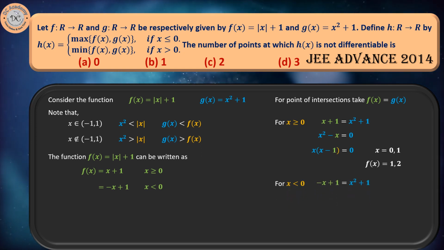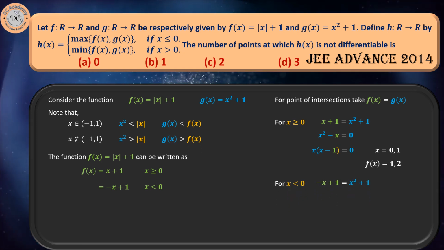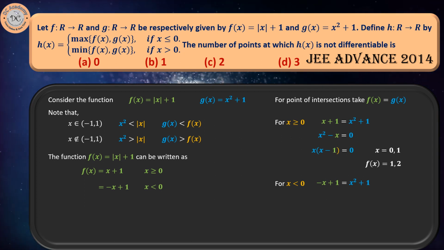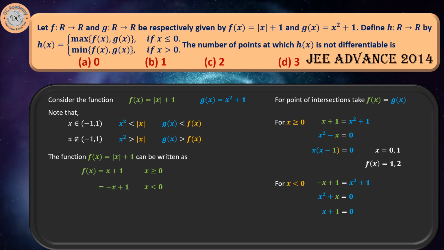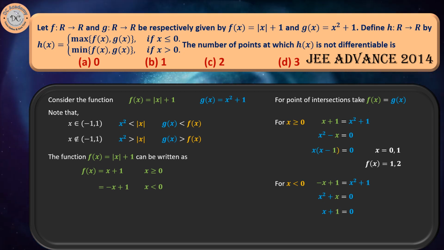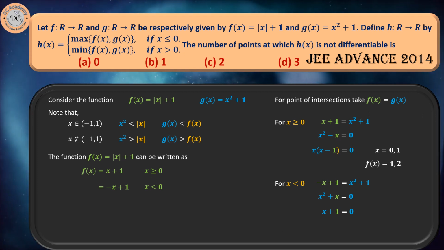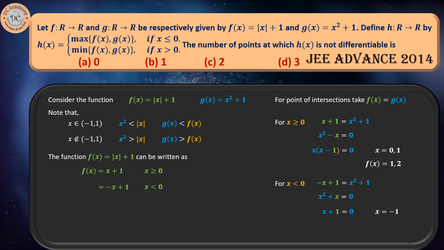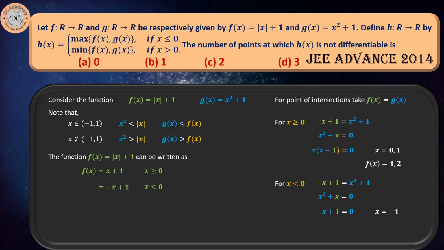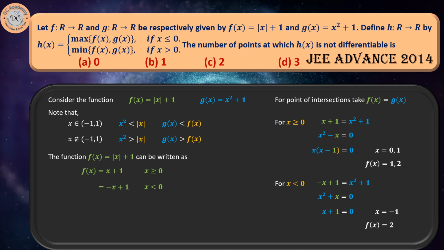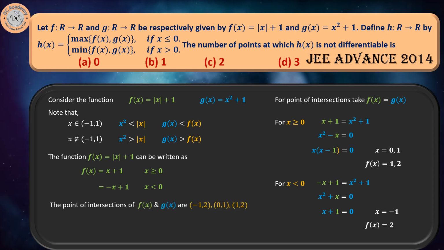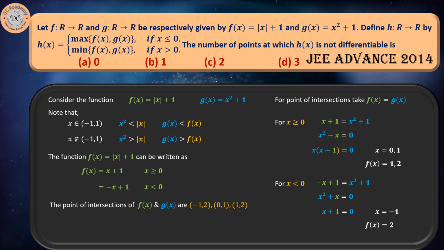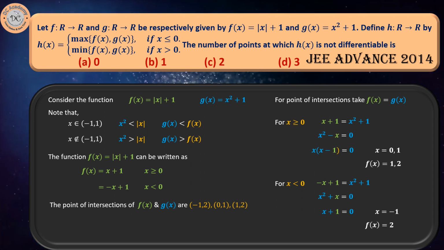And when x is less than 0, it will be -x + 1 equal to x² + 1. Hence, it will be x² + x equal to 0. But here, the only solution is x + 1 equal to 0. Why? Because x cannot be 0, as our domain of interest is x less than 0. So the root is x equal to -1, and hence f(-1) at that particular point will be 2. So we'll say that the points of intersection are (-1, 2), (0, 1) and (1, 2). That's it.